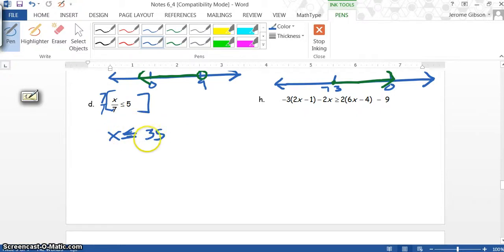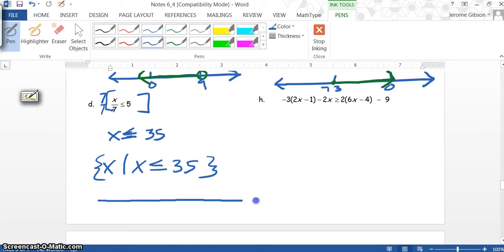Okay, class, picking up where we left off, we multiply everything by 7 over 1, and that left us with x is less than or equal to 35. Now, we need to write that as a solution set. Okay, now we want to graph this. Now, again, I want to switch that color. As you see, I did a closed circle on 35, and it's less than or equal to.